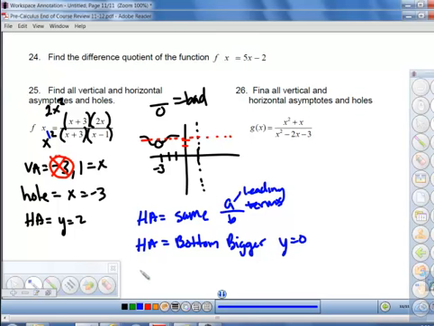Now, if the top is bigger, then it's not a horizontal asymptote, but now it's called a slant asymptote. Remember the essay? Slant asymptote is kind of weird. This is what you do.